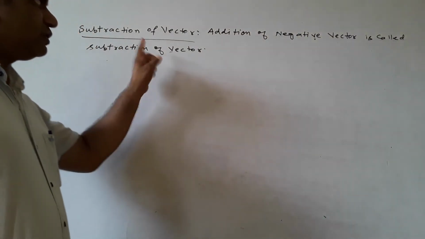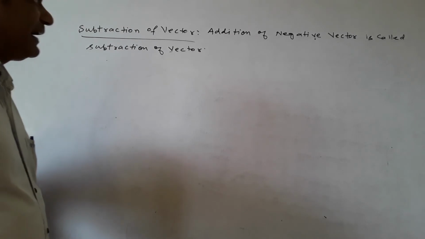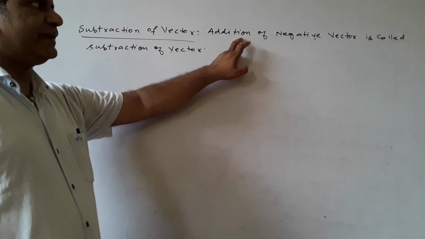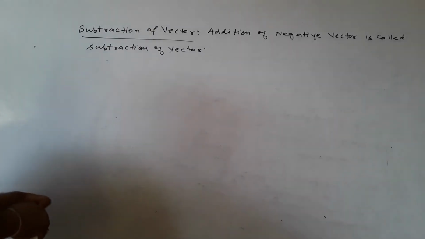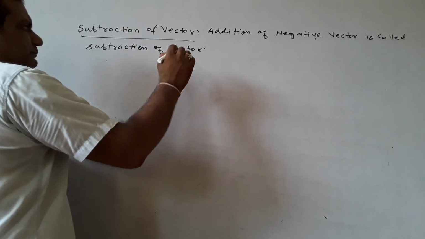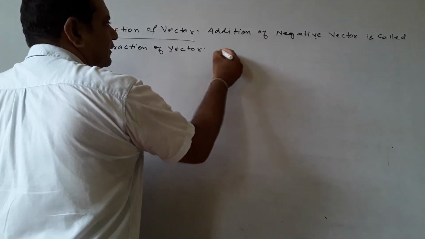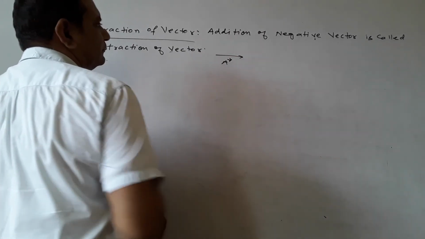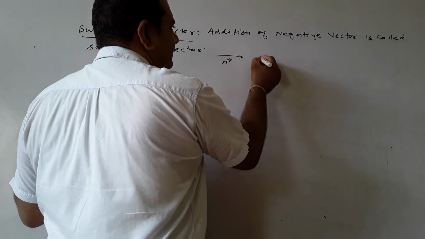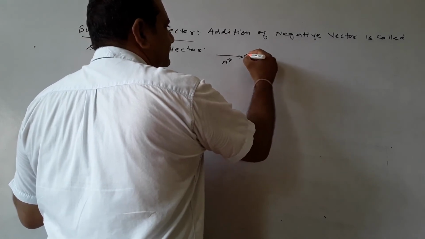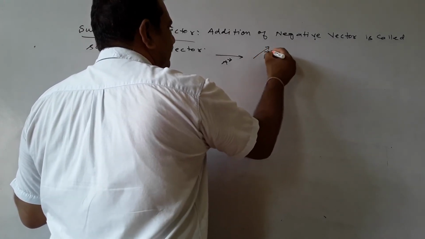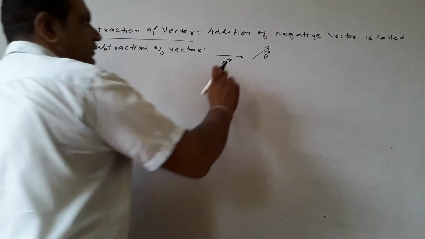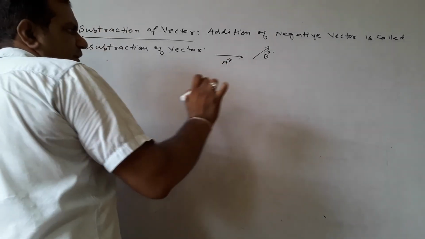Next topic is subtraction of vector. The addition of a negative vector is called subtraction of vector. Suppose we have two vectors. This is A, and we have a second vector B like this. Now we have to add these two vectors to find the resultant.